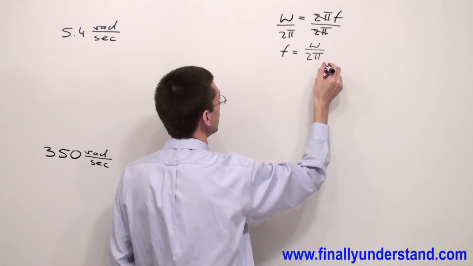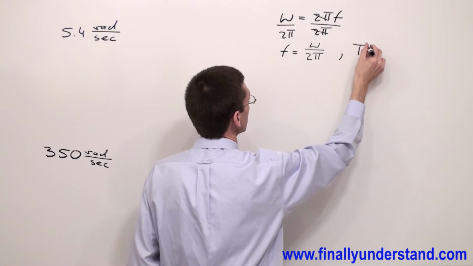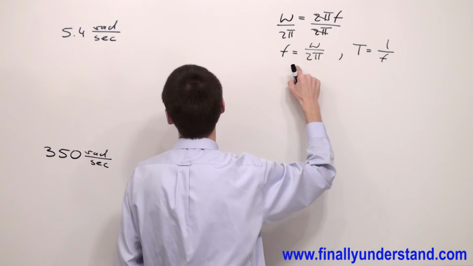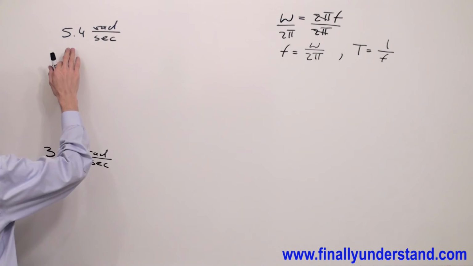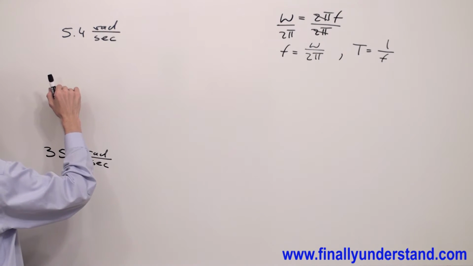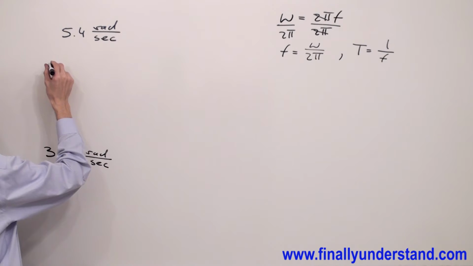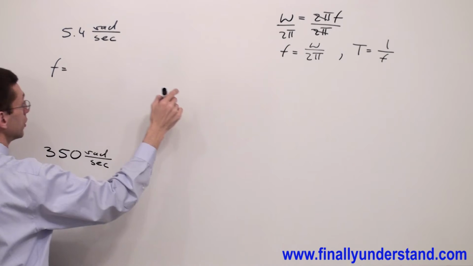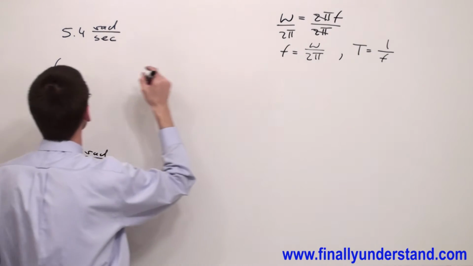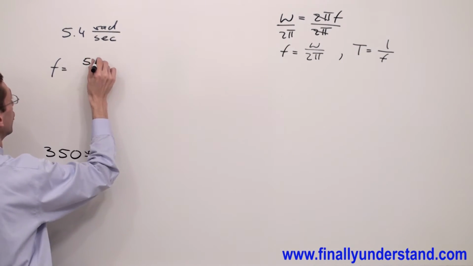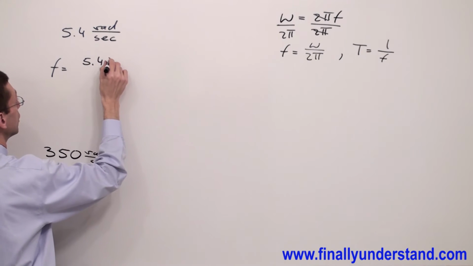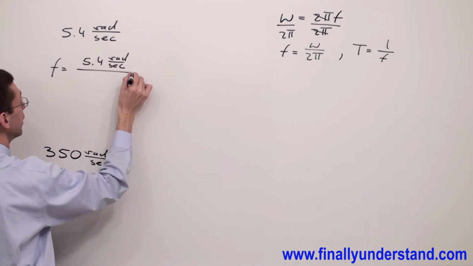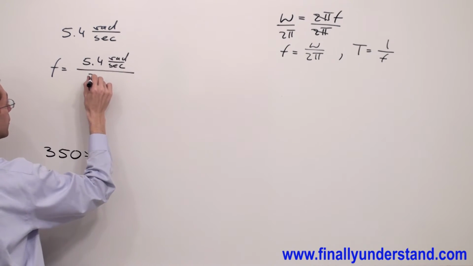If I want to find the period, it is nothing else, just 1 over f. I'm going to use these two formulas. We have 5.4 radians per second. I have to find the frequency. Frequency is equal to omega over 2 pi. That's why I'm going to have 5.4 radians per second divided by 2 pi.